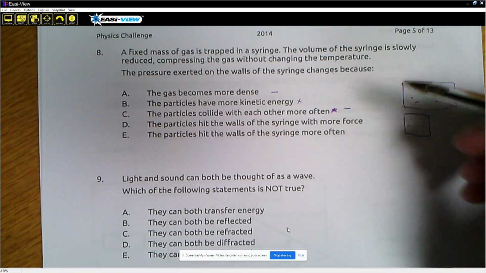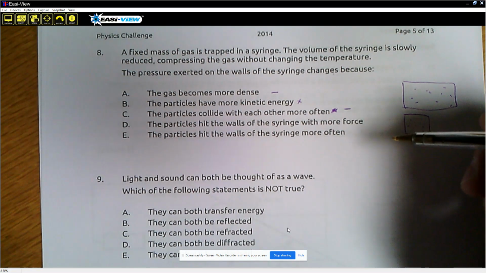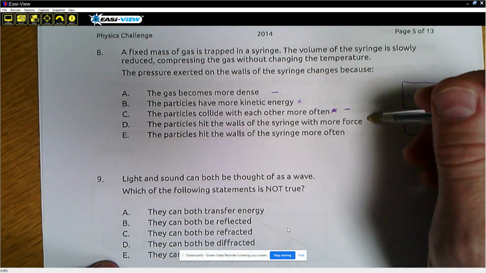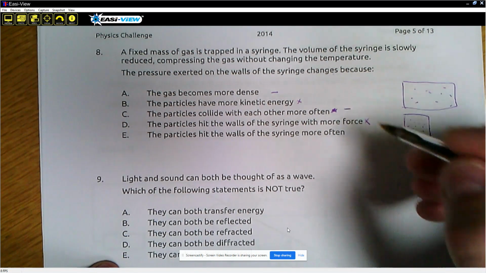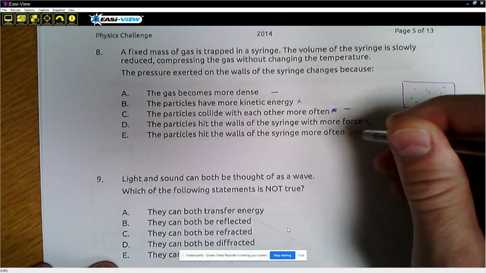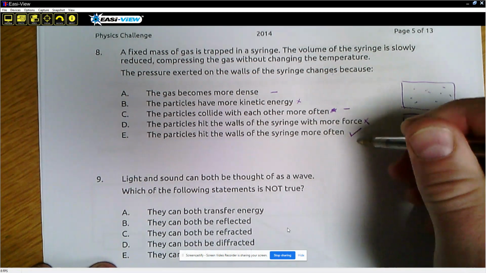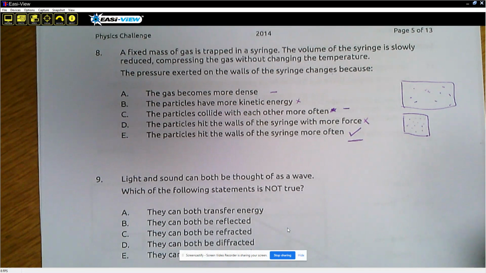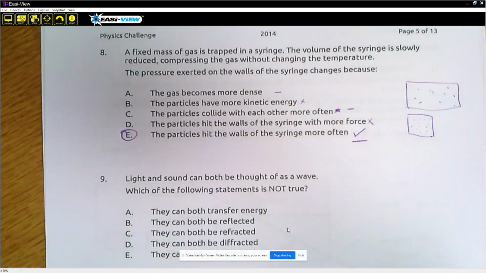I'll leave those neutral. So the particles hit the walls of the syringe with more force. No, that's not true because that would be an increase in temperature. Particles hit the walls of the syringe more often, or more frequently. I think I would prefer more frequently, as it gives this idea of per unit time. So the answer is E.